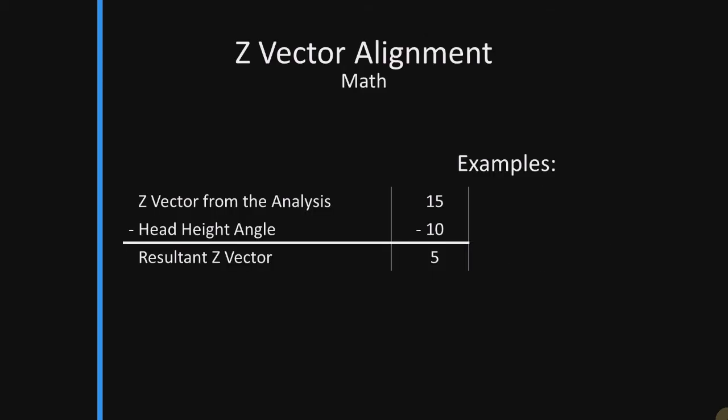In applying the height coordinate, we take the z vector from the X-ray analysis, we subtract the head height angle, and it'll give us the resultant z vectors to set into our instrument. So in these examples, if the z vector from the X-ray measured 15 degrees of height, but the patient was already at 10 degrees, then we would only have to set the instrument to 5 degrees in order to give the 15-degree adjustment to the patient. If the z vector measured from the X-rays was 8 degrees and we had a 4-degree head height angle, that would only require us to have a 4-degree instrument setting.